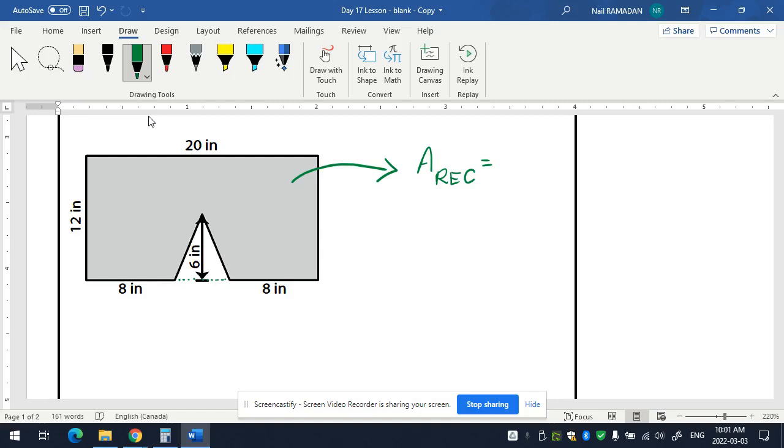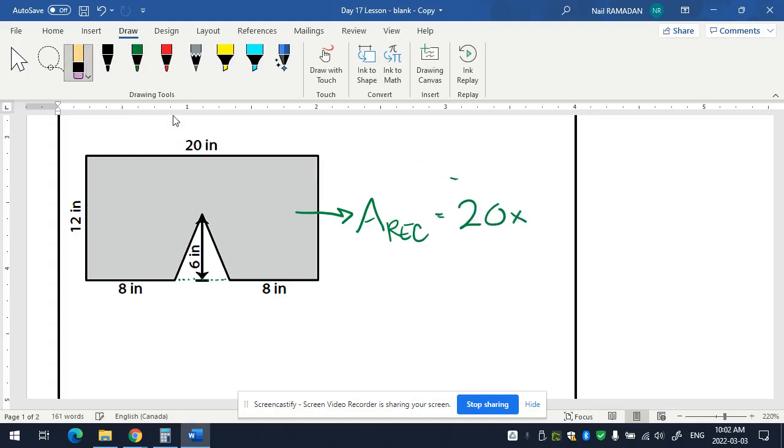Okay. How long is this rectangle? What's the long edge? 20. So go ahead, 20. I'm actually just going to put it here. Rect equals 20 times how much? 12.